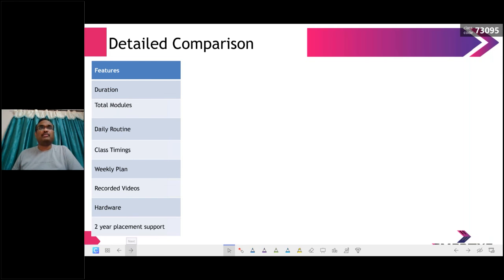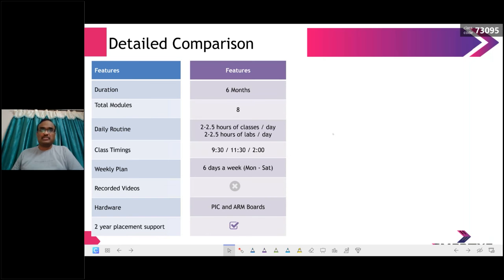Let me go through one by one. So let us take the offline course first. If you see the offline course, it is a 6 months course, full time. Per day you need to spend about 5 hours minimum in our center, and every day there will be 2 to 2.5 hours of classes. Similarly, 2 to 2.5 hours of labs. So pretty much half a day you are in our center. You come at 9:30, you are there till 1:30. Sometimes you come at 2 o'clock and spend time till 6:30 or 7. So that's the daily routine students will have.